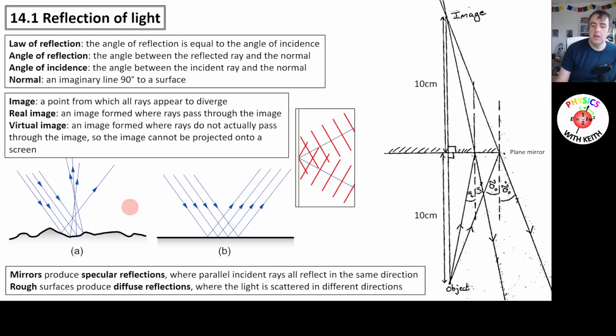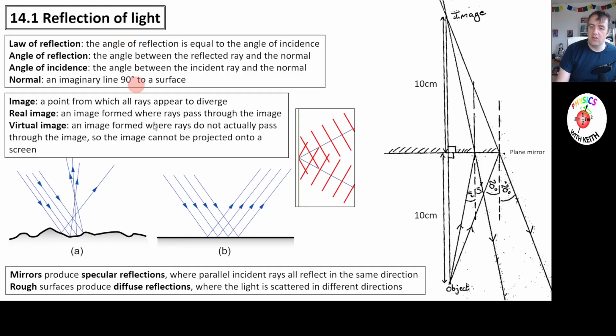That does happen, but the main cause of diffuse reflections isn't reflection from the surface, it's penetration into the surface and then scattering. But we'll not go into that at GCSE level. Can't help myself. So specular reflection and diffuse reflections, you do need to know those two.